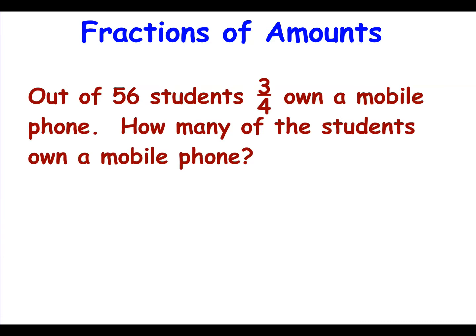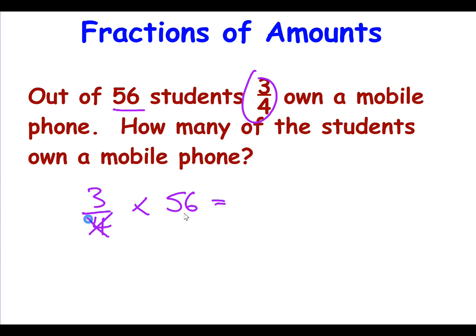The most likely way you're going to get fractions of amounts in the functional skills exam is through worded questions, where they'll give you information like this: out of 56 students, 3/4 own a mobile phone. How many students own a mobile phone? So the question is basically saying 3/4 of 56.